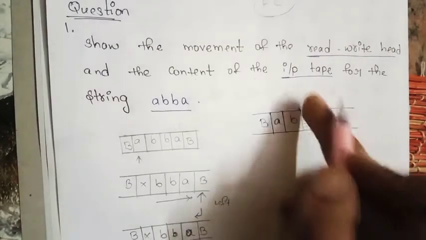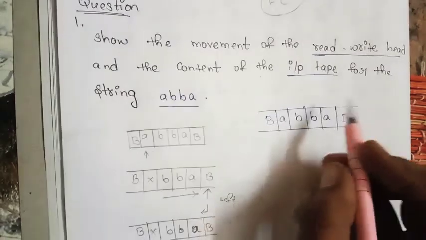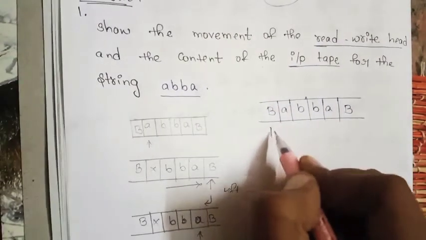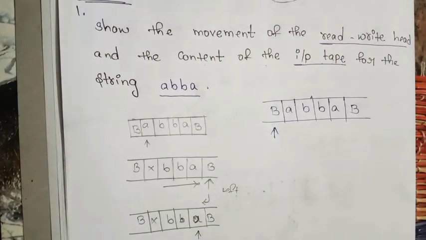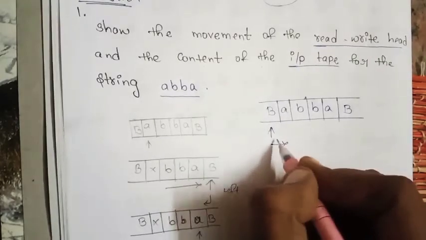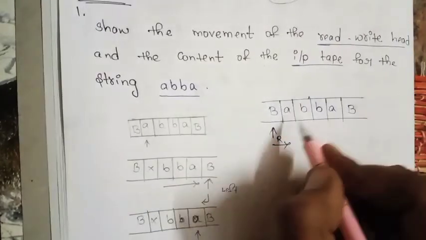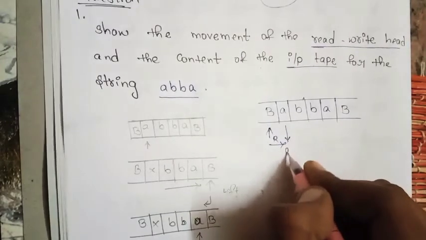This is the format of the input tape. Now what I am going to do, guys, first of all choose the blank. For blank there is no operation. Then just move to the right side. This is the right side. Here what we have, A. Just write the A here.